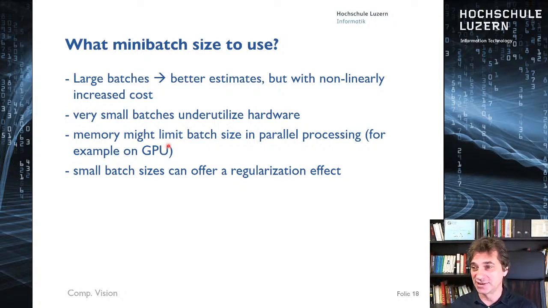Usually in image processing, you will end up with some memory limit of your GPU memory. So if you only have 12 gigabytes on your GPU and you have large images, then it will not be possible to process more than some images here. Actually, theoretically, if you have smaller batch sizes, they kind of have a regularization effect. But in practice, I would check with your GPU to use as large a batch size as possible.